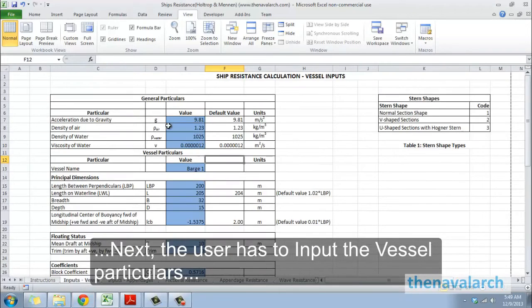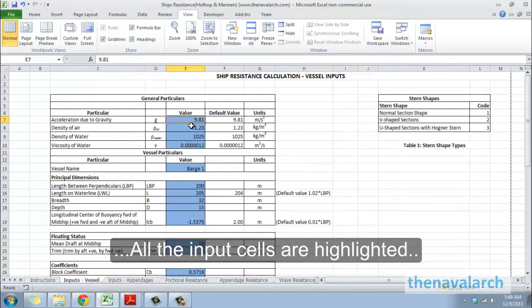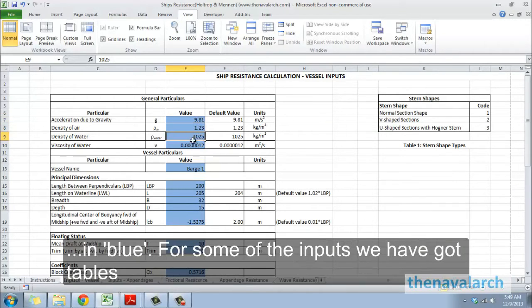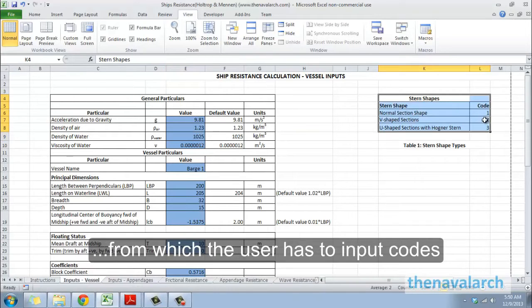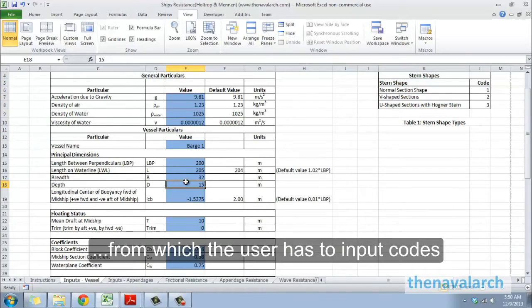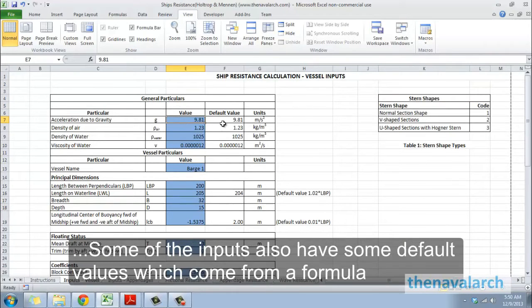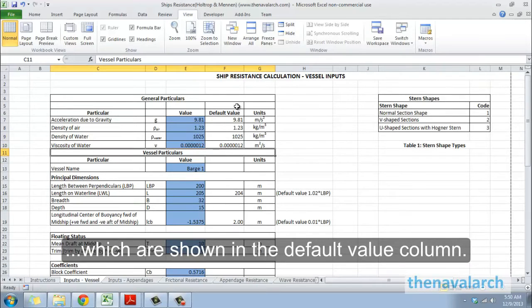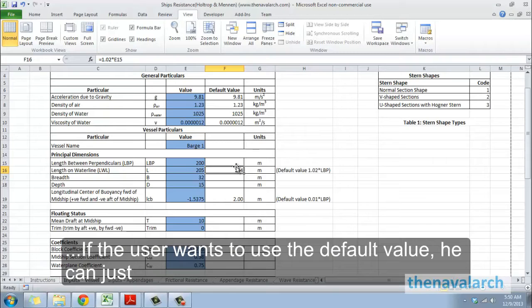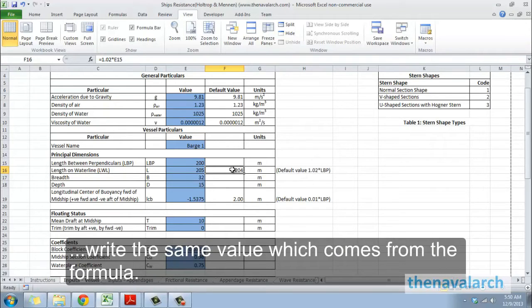Next, the user has to input the vessel particulars. All the input cells are highlighted in blue. For some of the inputs, we have got tables from which the user has to input codes. Some of the inputs also have some default values, which come from formulas which are shown in the default value column. If the user wants to use the default value, he can just write the same value which comes from the formula.